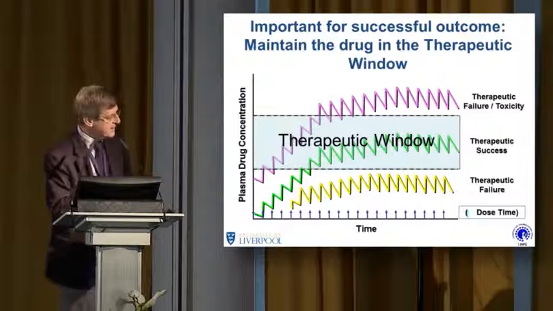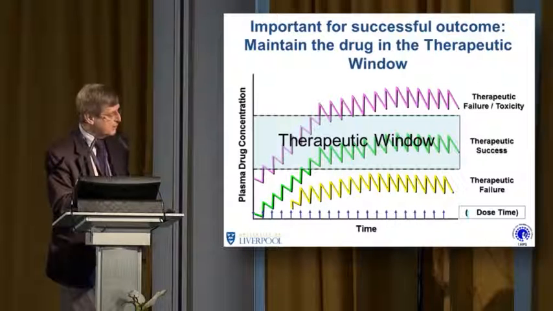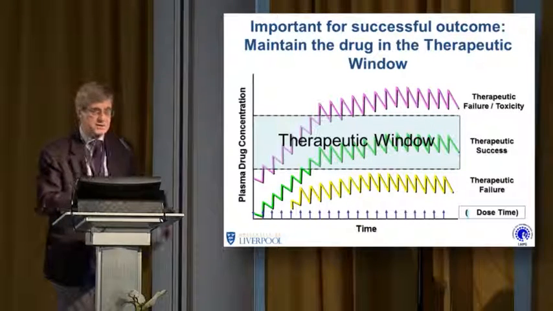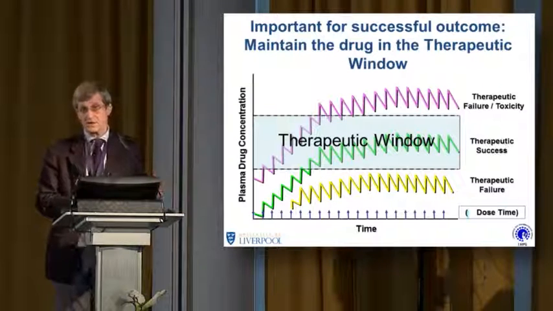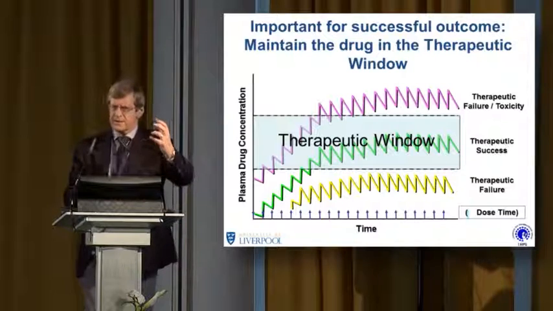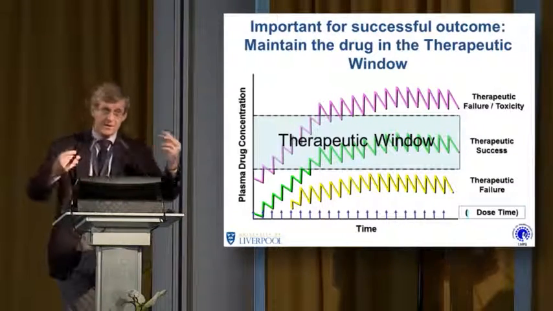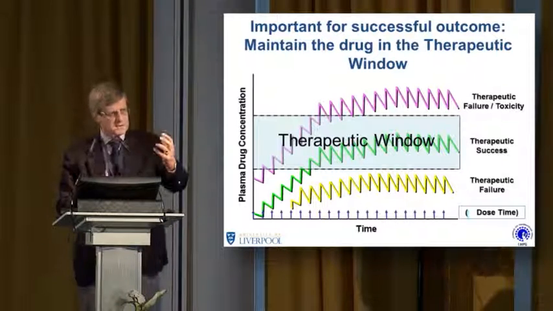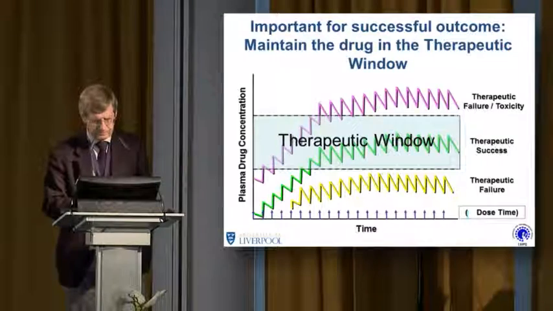Therefore, the effect of a drug-drug interaction could be to lower the concentration, leading to therapeutic failure, or increase the concentration, which could lead to toxicity. That is why drug interactions can be so important, because of the effect they can have on toxicity or on therapeutic failure.